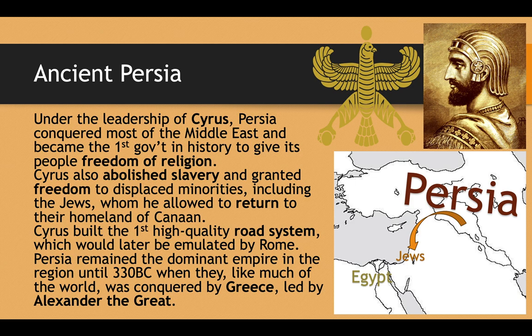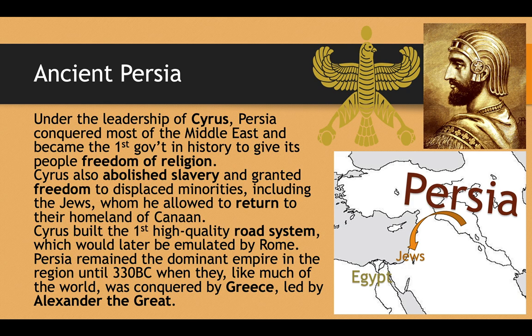Under his leadership, Persia conquered most of the Middle East, really everywhere from Greece to the border of India. And Persia, known as the Achaemenid Empire, if you're interested, this became the first government in history to give its people freedom of religion. Now, freedom of religion is something we take for granted in America, that we can believe whatever we believe and not be persecuted for it, not be jailed or killed for it. But throughout most of world history, people did not have freedom of religion. You pretty much had to believe, or at least pretend you believed, whatever the ruler said you did.